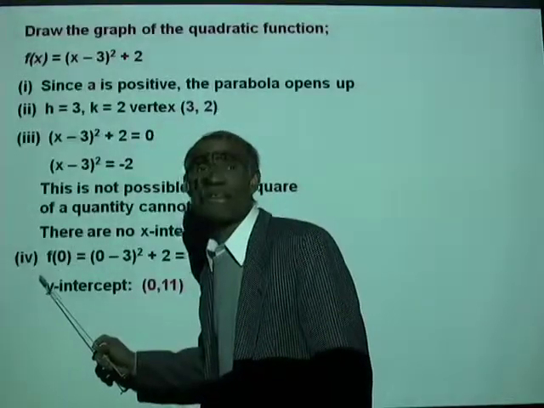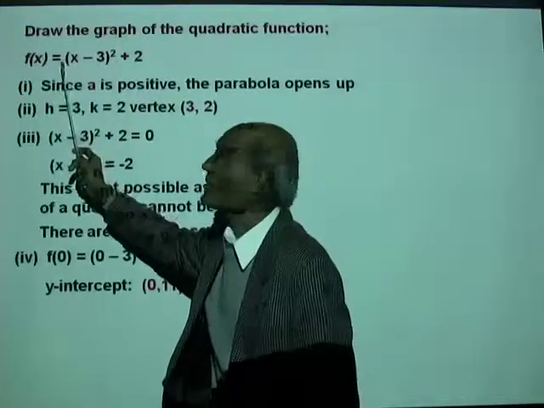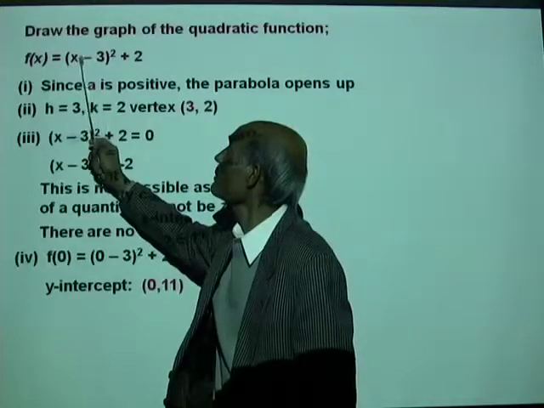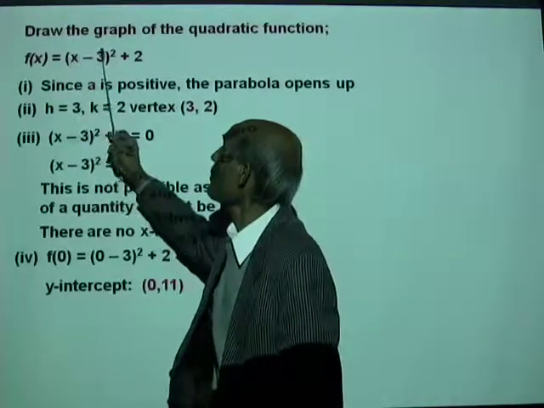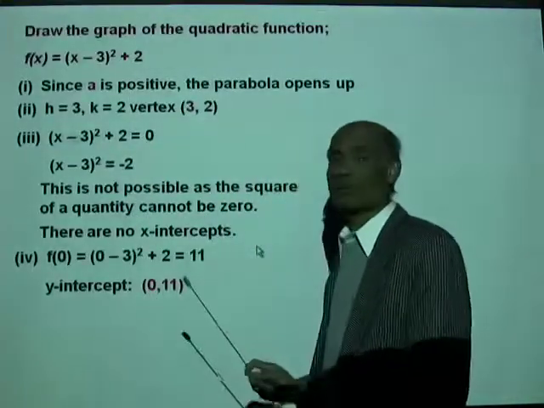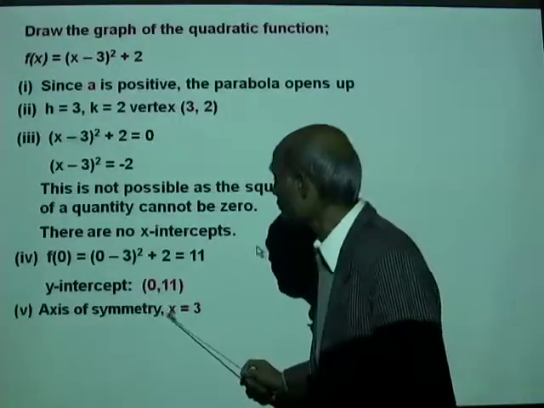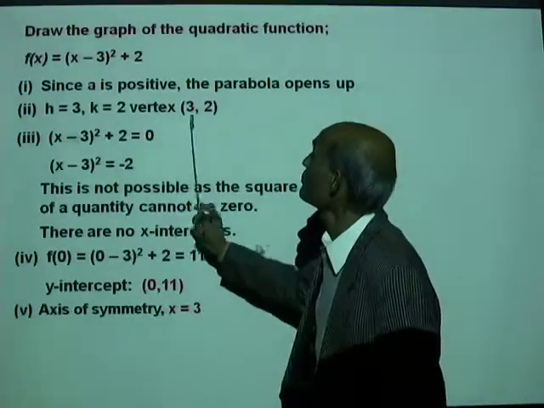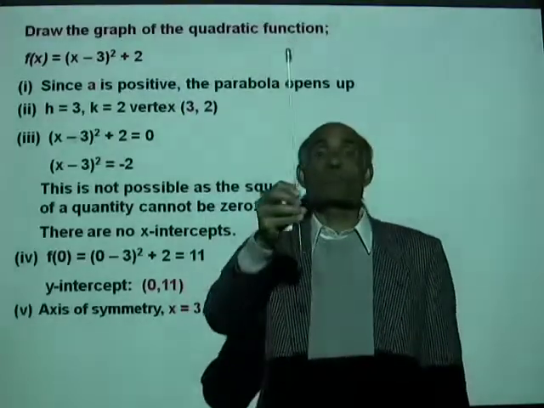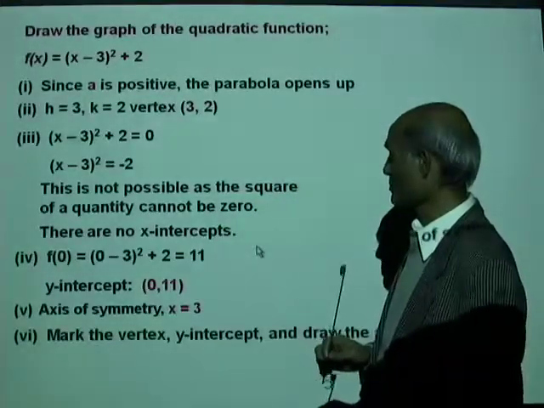And find the y-intercept. Of course, the y-intercept is f of 0. Alright, go up to the function and tell me what that is. When x equal to 0, (0 minus 3) all squared is 9. 9 plus 2 is 11. So the y-intercept is (0, 11). And the axis of symmetry is x equal to h, x equal to 3. The parabola will be symmetric about the vertical line x equal to 3.